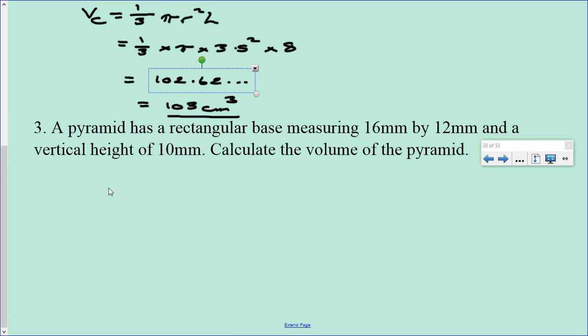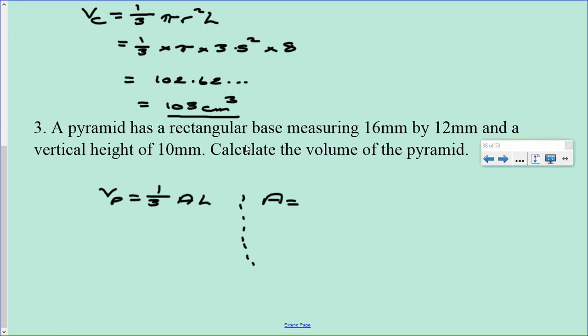And then our last one, number 3, a pyramid has a rectangular base measuring 16 millimeters by 12 millimeters and a vertical height of 10 millimeters. Calculate the volume of the pyramid. So again, our first time we're going to do V_P equals 1 over 3 A times H. Now remember, our A we have to work out at the side. It's our cross section.